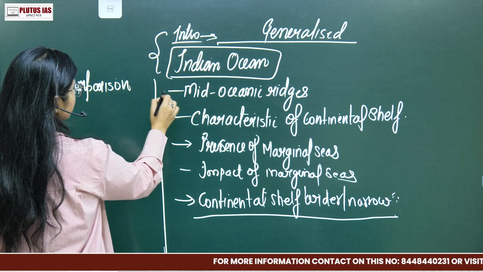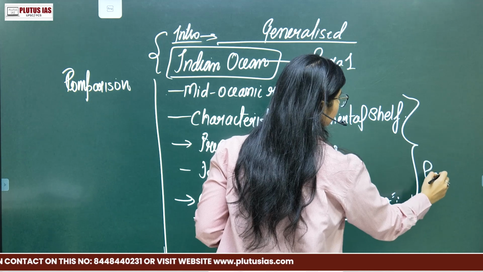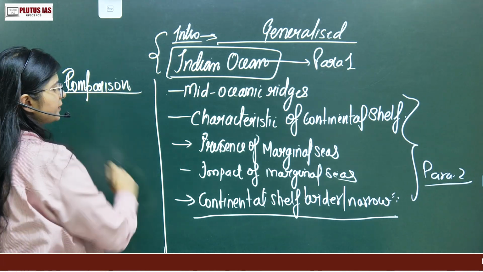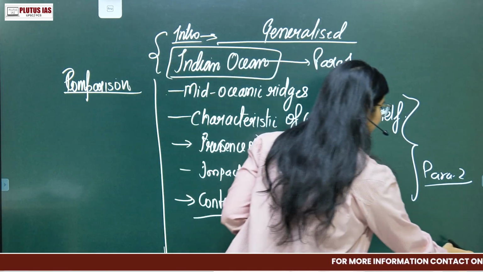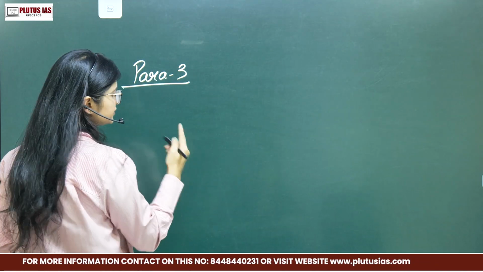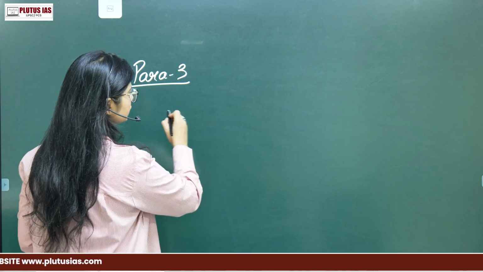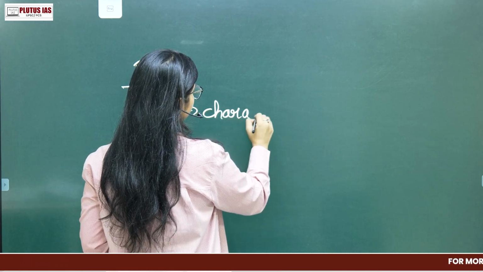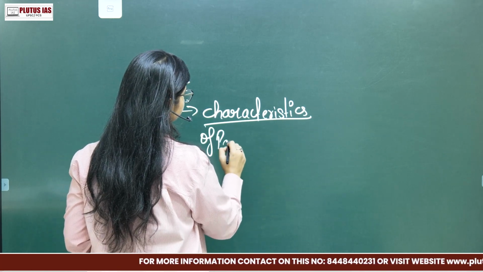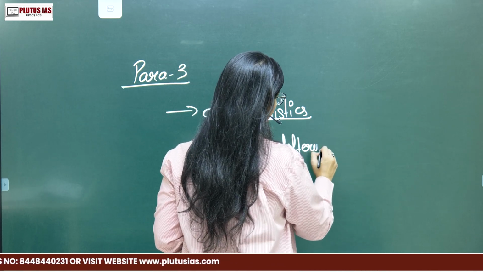Now next para, this is your para 1. This is your para 2. Then a third para should start from the differences. Now you should start the comparison from here. When you start the comparison in para 3, you don't have to describe the Pacific Ocean much. You have to just write the characteristics of the Pacific Ocean where they differ from India.